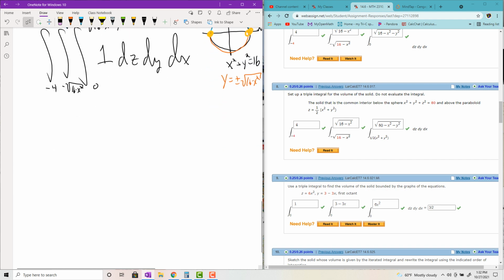Let's look at another one. This one, number 8, is pretty crazy. The solid that is the common interior below the sphere x squared plus y squared plus z squared equals 80, and above the paraboloid 1/2 z equals 1/2 x squared plus y squared. Okay, so let's take a look at our objects.